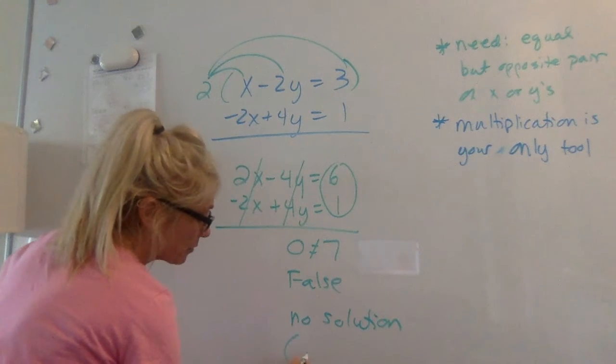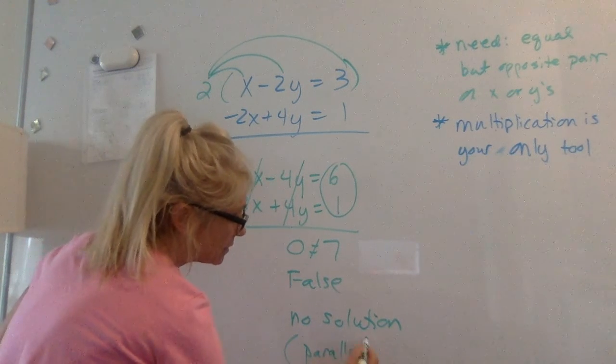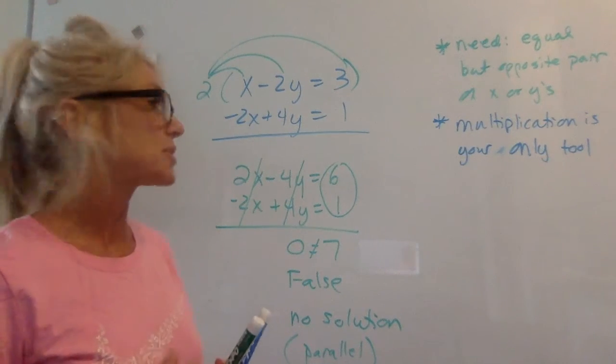And again, if you're super bored and you graph these, they would be parallel lines. So they never cross, and therefore they don't have an xy coordinate that works as the solution.